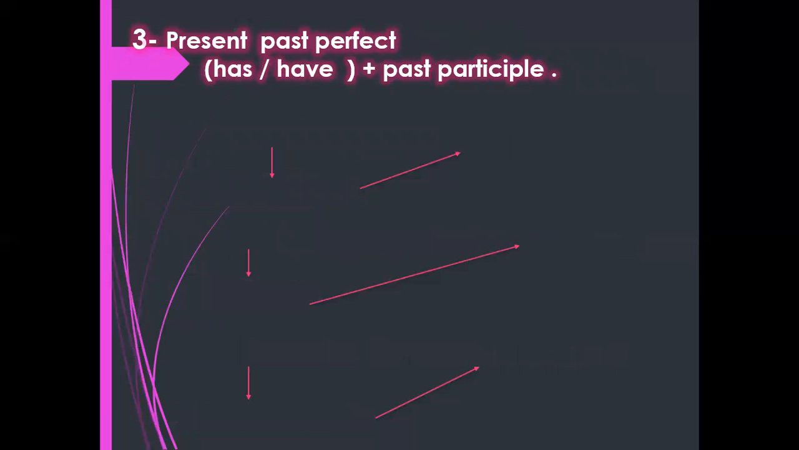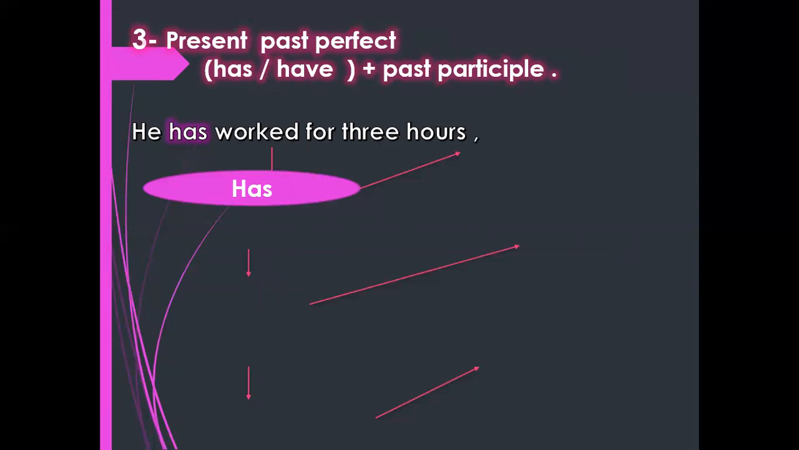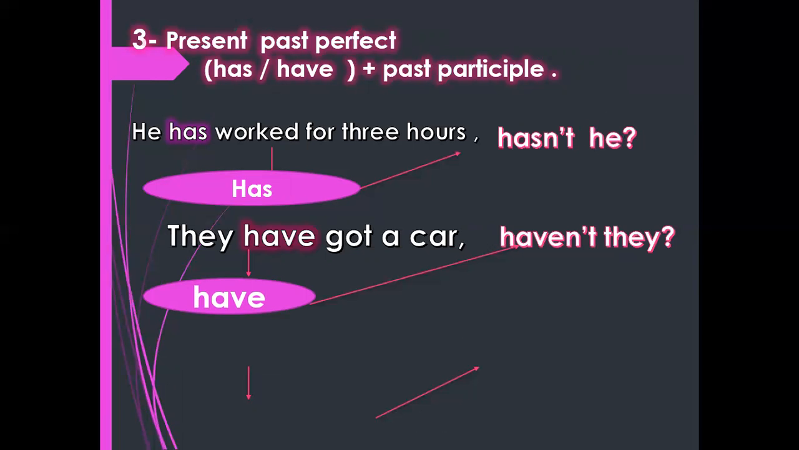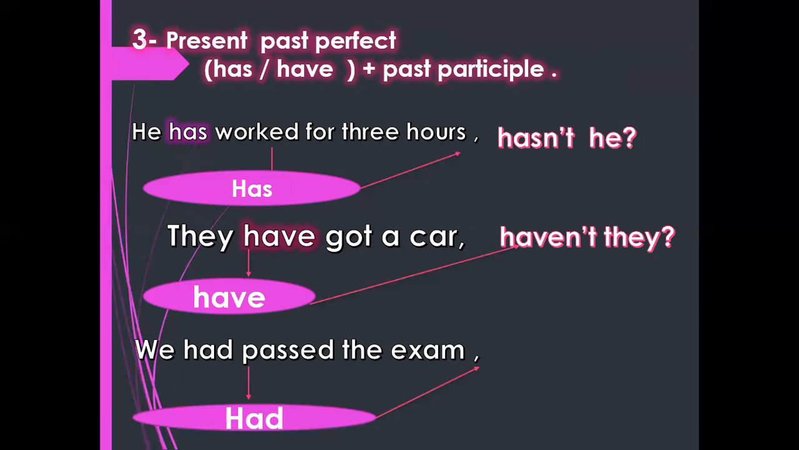The third case, present and past perfect: has, have, had, plus the past participle form. Present perfect uses have and has, past perfect uses had, plus the past participle form of the verb. When we say he has worked for three hours, here we have the helping verb has, so the question tag will be hasn't he? They have got a car. We have the helping verb have. So the question tag will be haven't they? We had passed the exam. We have the helping verb had. So the question tag will be hadn't we? So if we have has, have, and had as helping verbs, you are going to add not and use them in the question tag.